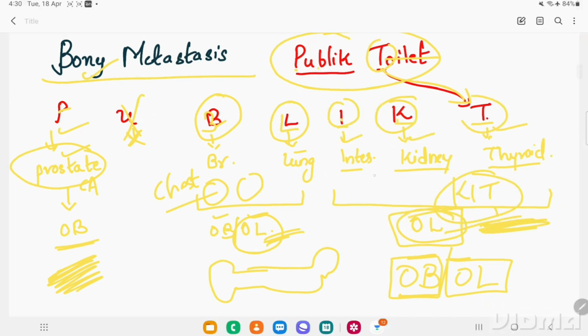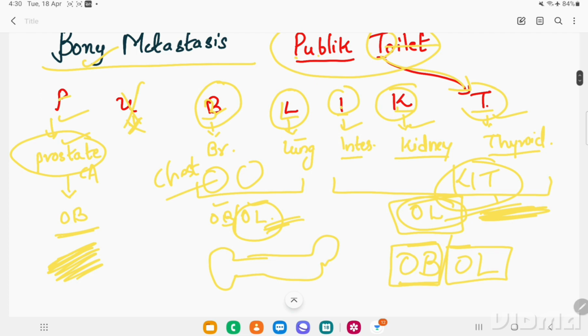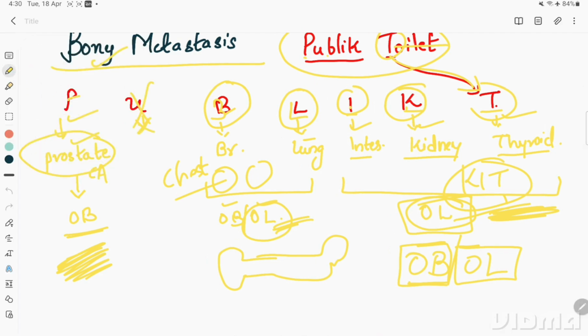Next is your intestine, the kidney and the thyroid. Here all these three will have an osteolytic property over the bone. That means all these will break the bone once the cancer spreads to the bone. How will you memorize that, guys? Remember it as KIT: the kidney, intestine and the thyroid. If cancer spreads from these areas towards your bone, what does it do? It breaks the bone, or it has a lytic property over the bone.